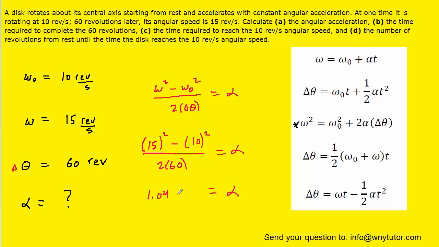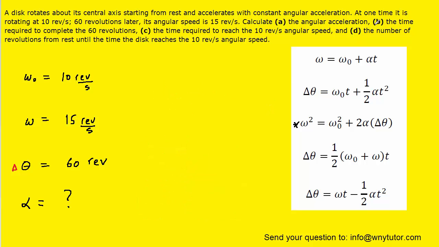As far as the unit is concerned, since we plugged in values of revolutions per second, as well as revolutions, then the unit of the angular acceleration will come out to revolutions per second squared. That's actually not the standard unit, but again, since we plugged in revolutions, that's what we'll end up with. The usual standard unit is actually radians per second squared, but this would be the correct answer to part A.